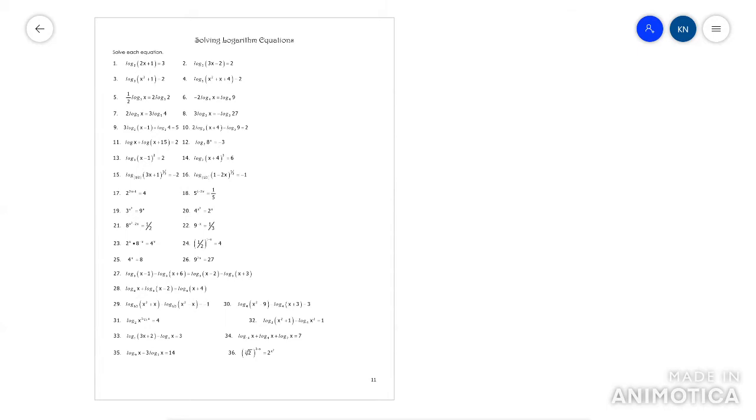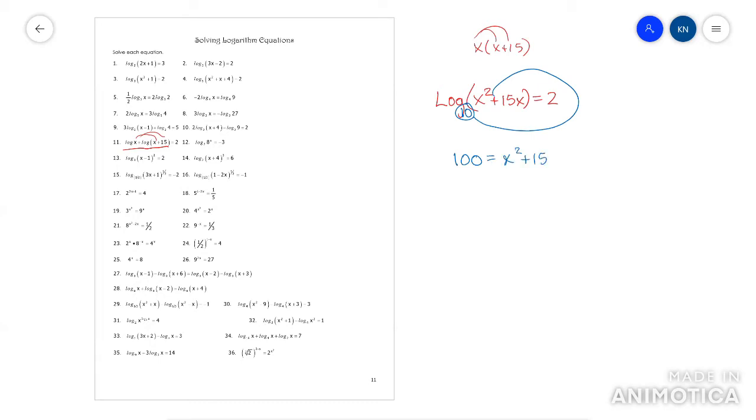Okay, on number 11, I see log plus log right from the start. So I'm going to multiply those and call it 1 log. So it's log of, and I'm going to distribute this x, because it was x times x plus 15. I'm distributing this. That's how I'm going to get to x squared plus 15x. Okay, and this equals 2. Now, you're going to have to snail this to convert it to solve it, but you need the base. The base is missing, so it's a 10. So it's really like 10 squared equals x squared plus 15x, all right?